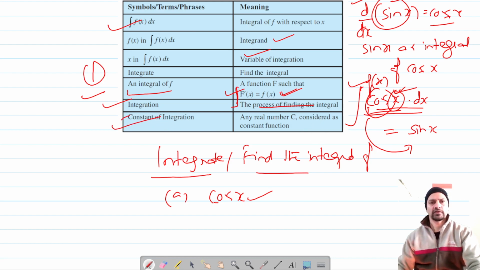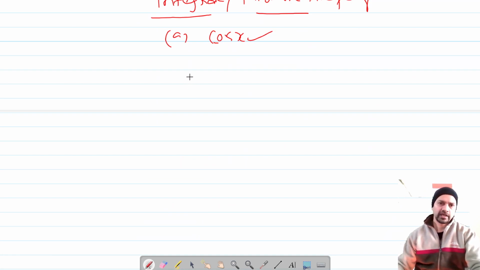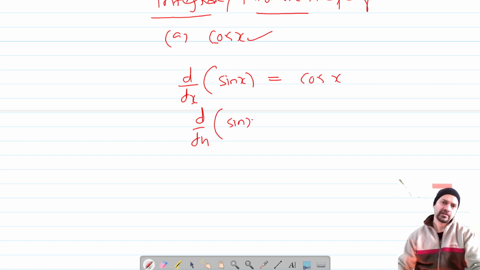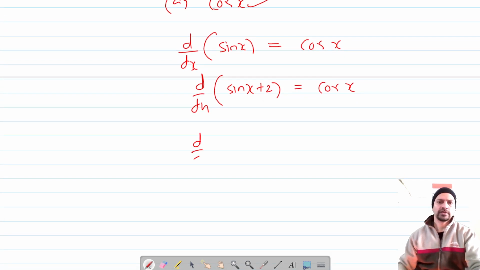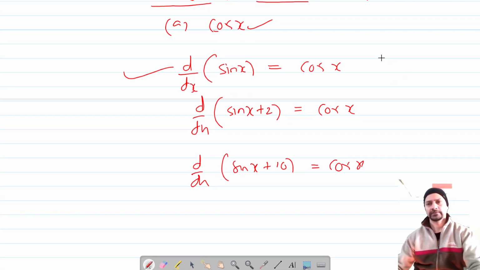Now, coming on to the constant of integration. Before I explain this, let me just write. We all know that the differentiation of sin x is cos x. And what would be the differentiation of sin x plus 2? That would also be cos x. What would be the differentiation of sin x plus 100? That would also be cos x. So in this case, the integral of cos x is sin x.